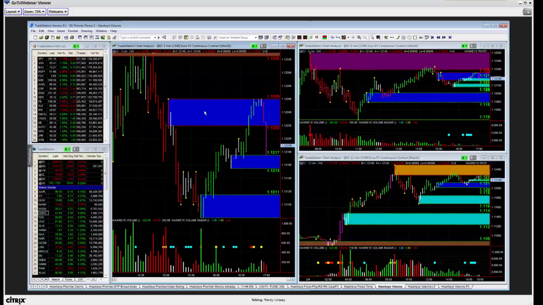Who posts the zones level updates? No one. They're automatic. They will automatically draw on your charts every single day. So you'll have access to it every single day automatically.